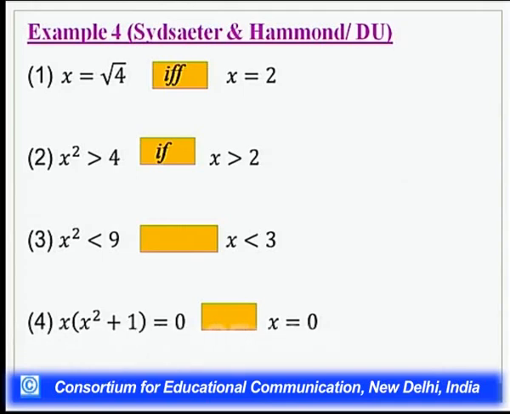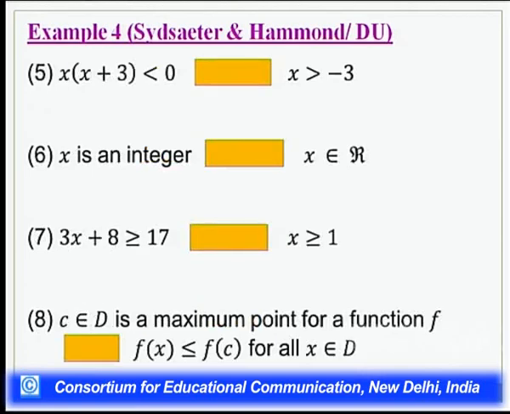Now, if x square is less than 9, which is our third example here, then that is to say x lies between minus 3 and 3, and the right side proposition is x is less than 3. That is to say that the line of reasoning would go from left to right. So x lying between minus 3 and 3 is sufficient to say that x is less than 3. So we will write only if. And in number 4 we have x times x squared plus 1 is equal to 0. Here if we solve this equation, we'll get x is equal to 0, and these two statements, the one on the right and the one on the left, will now become equivalent. So we will enter if and only if.